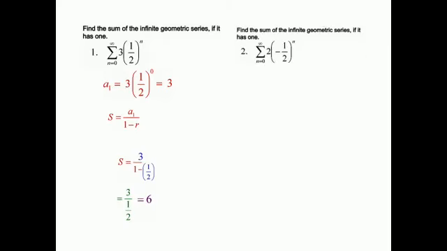We have another question. Sigma n is equal to 0 to infinity 2 into minus 1 by 2 to the power n. a is equal to 2 and r is equal to minus 1 by 2. Write the formula, give the values, calculate. You will get the answer 4 by 3.